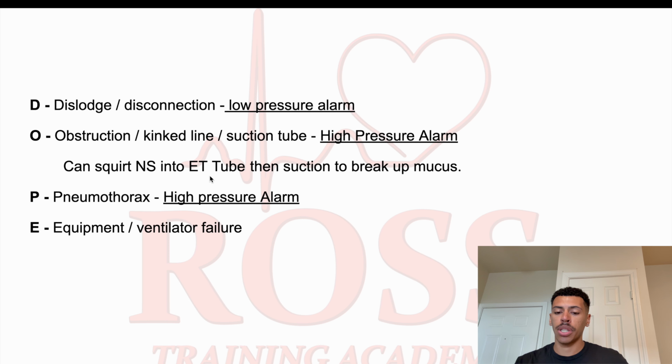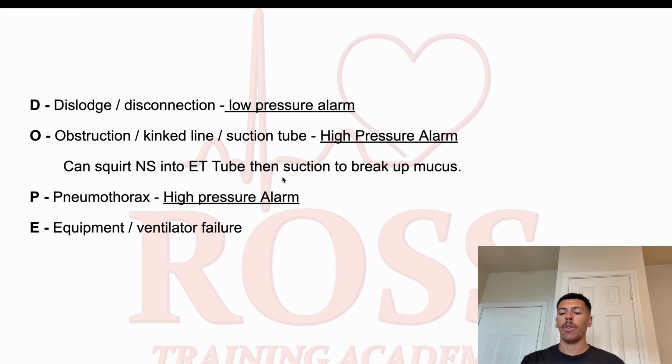Another reason for a high pressure alarm is going to be a pneumothorax, and that's going to be a very critical one. So when you start seeing the high pressure alarm, you need to act on it immediately. Rule out the less severe things so that you can move on to the more severe thing, that pneumothorax, as being the reason for the high pressure alarm, to get things mitigated. And then the last thing is just going to be equipment or ventilator failure.